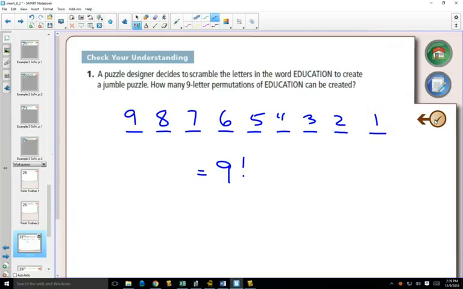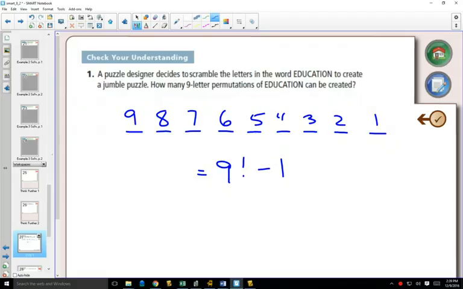Well, unless they have a really easy puzzle where they scramble the letters and you're like, here, see if you can figure this one out. It's education. You're like, is it education? Oh, you got it. But if you wanted to make sure it was different, you'd have to subtract 1.